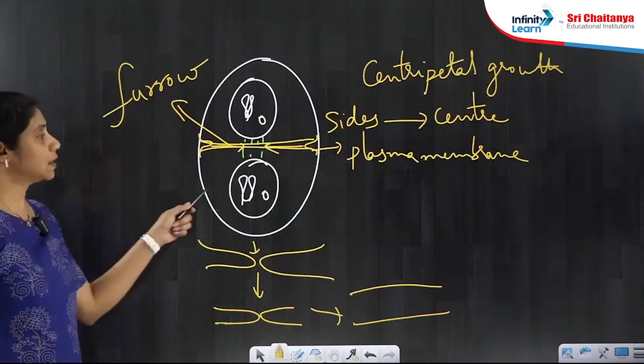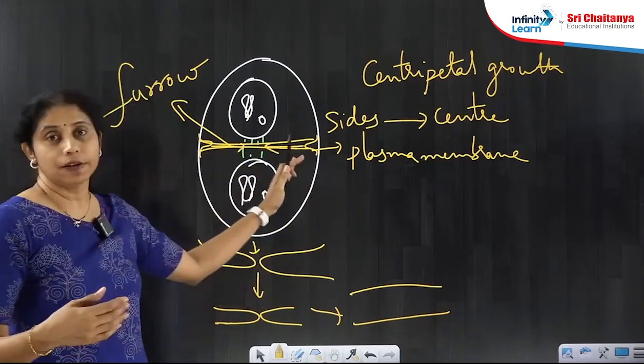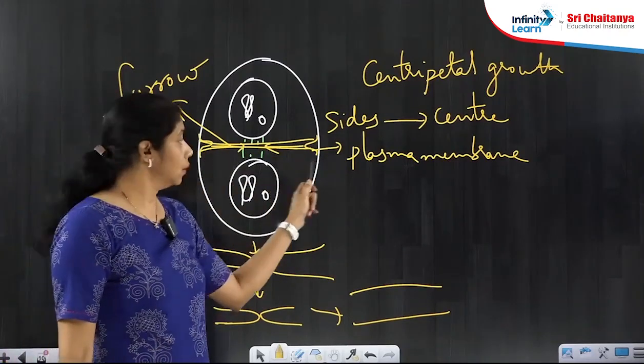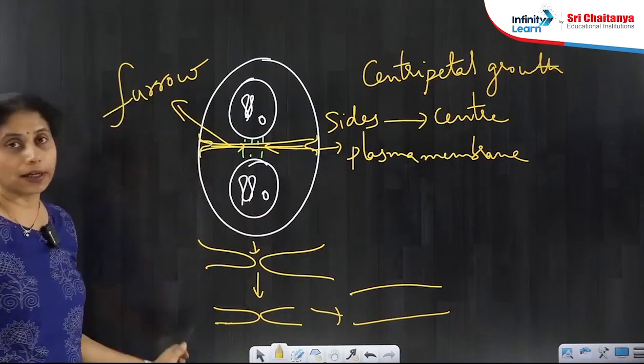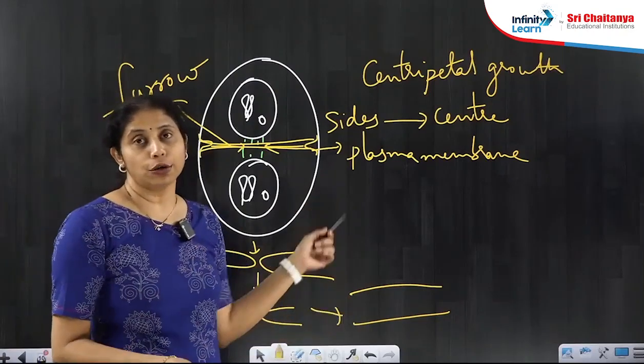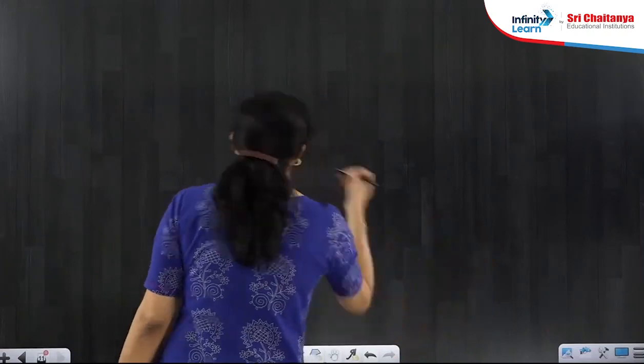And in the animal cell, the cell membrane invaginates at the sides first, and it will be growing towards the center, and towards the center means centripetal growth will happen, and it divides the cell by the furrow formation into two daughter animal cells. Next one, significance of mitosis.